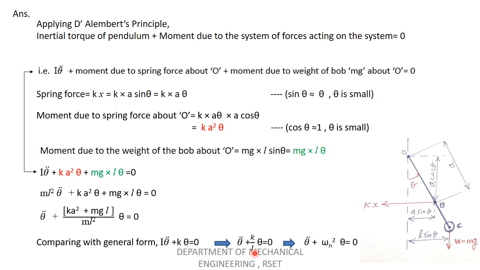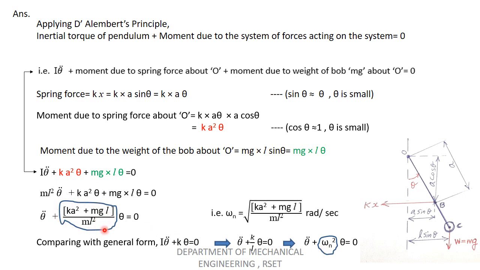So k by I is the value of omega n square. Okay, root k by I is omega n. So omega n square is this. When comparing that with our equation of motion, it is this. You can see. So omega n square is this in our case.